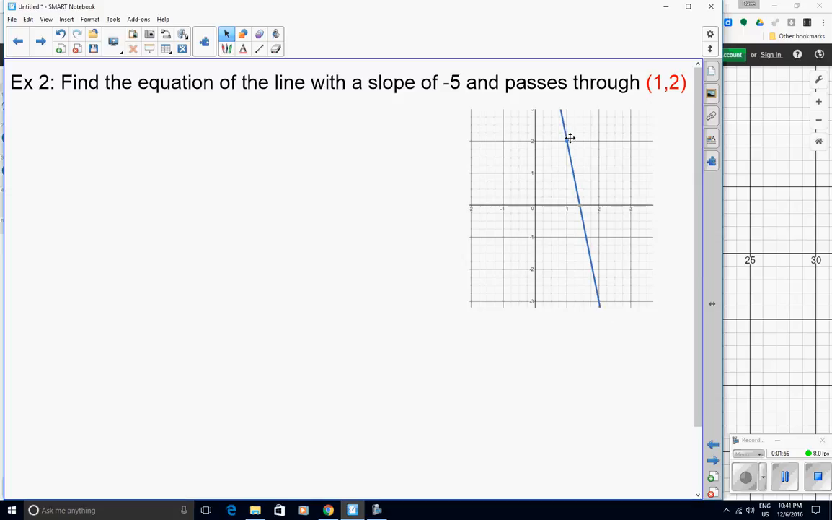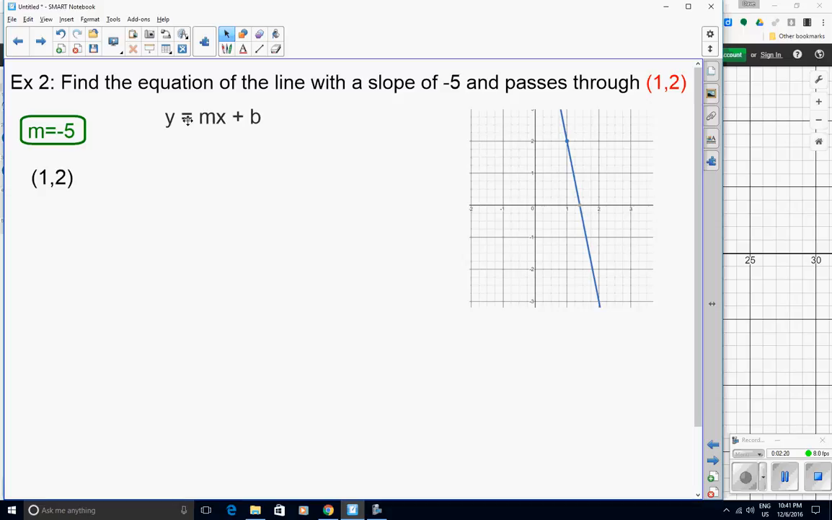So the question is asking us to find the equation of this line. We have the graph here to help us out along the way. Eventually, you'll be able to do this without the graph. So let's start by writing what we know. We know that the slope is -5. We don't have a y-intercept in this case. If we have a slope and a y-intercept, we can just substitute them into the equation. But we do have a point, and that point is (1, 2).